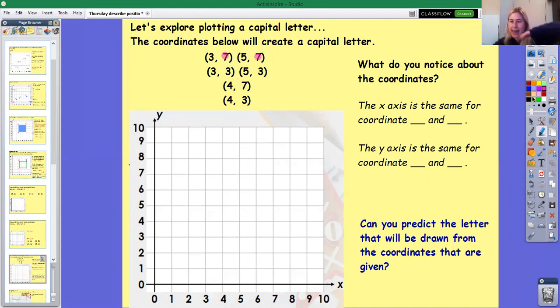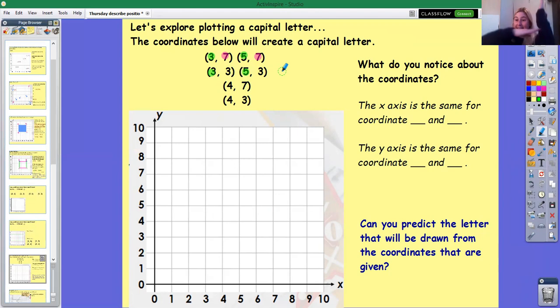But I can also see here that we've got the same x-axis points. Sorry, I can see even more. I can see, yeah, the same x-axis points here. So perhaps we're going to have some vertical lines as well. So I wonder which capital letters have got horizontal lines and vertical lines on their shapes. Let's think about that for a moment.